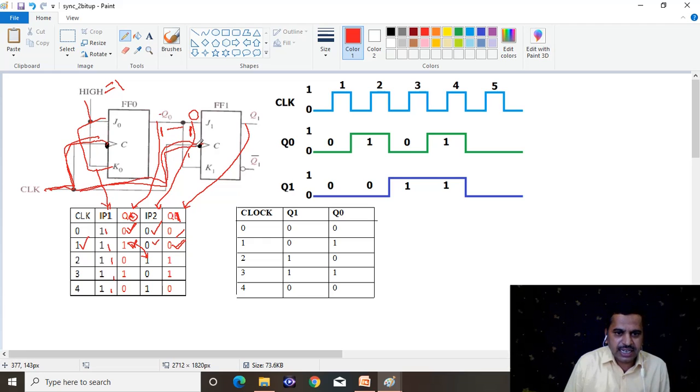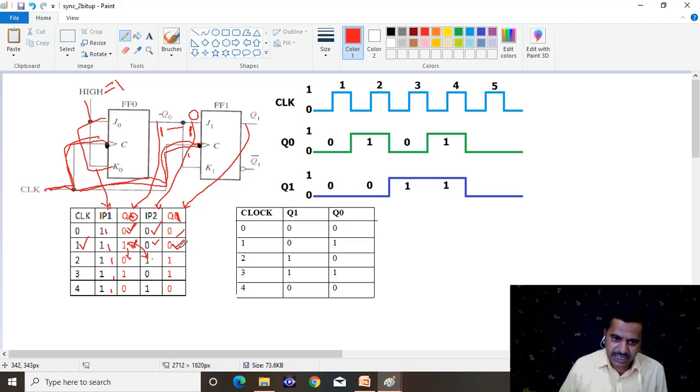When the second clock pulse is applied simultaneously to both the flip-flops, because the input is always 1, the first flip-flop changes its state. What is it? It is 1. It is going to be 0. What is the input to the second flip-flop? 1. When it is 1, it also changes its state.